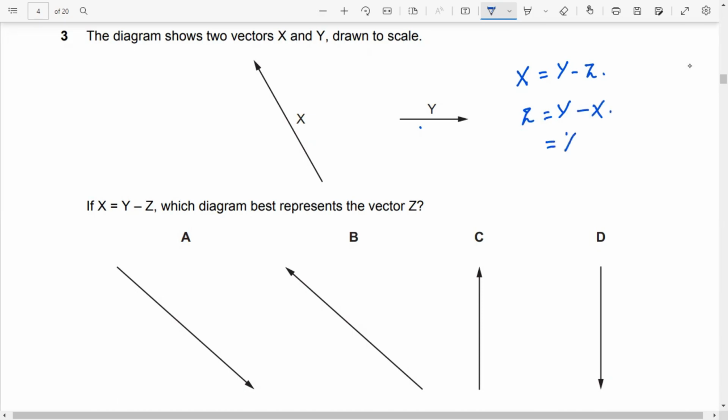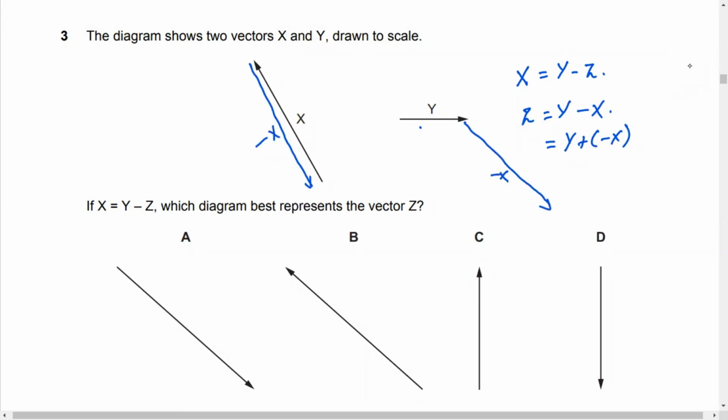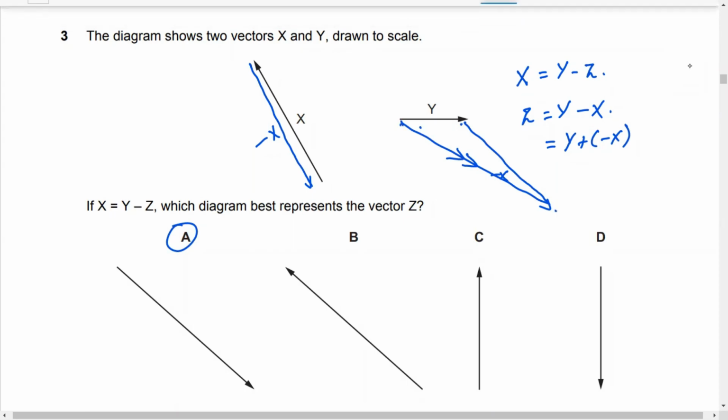So this is in fact y plus minus x. You're going to add minus x into y. So what I'm going to do is I'm going to invert this like this. This is minus x. This is going to be minus x. And the head of the first vector joins with the tail of the other vector. So the answer is A. उसका हेड उसके टेल के साथ मर्ज करें, इसका टेल इसके हेड के साथ मर्ज करेंगे, you'll get the answer.